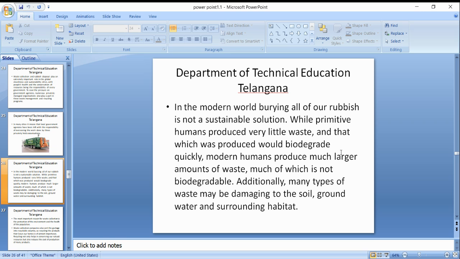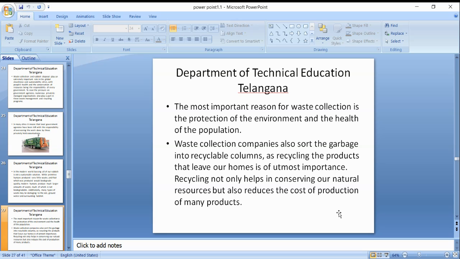So modern humans produce much larger amounts of waste, much of which is not biodegradable. For example, plastic is not biodegradable, and glass is also not biodegradable. Like that, we are using many things which are not biodegradable. So for that, we are damaging the soil and groundwater also. So the most important reason for waste collection is to protect the environment.